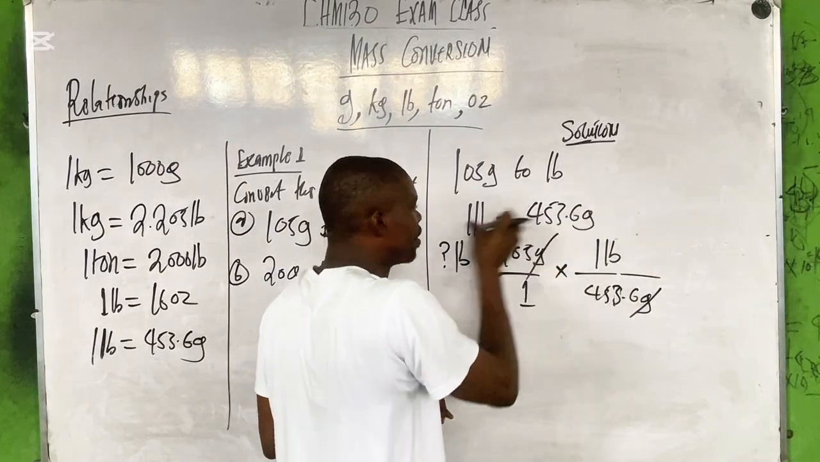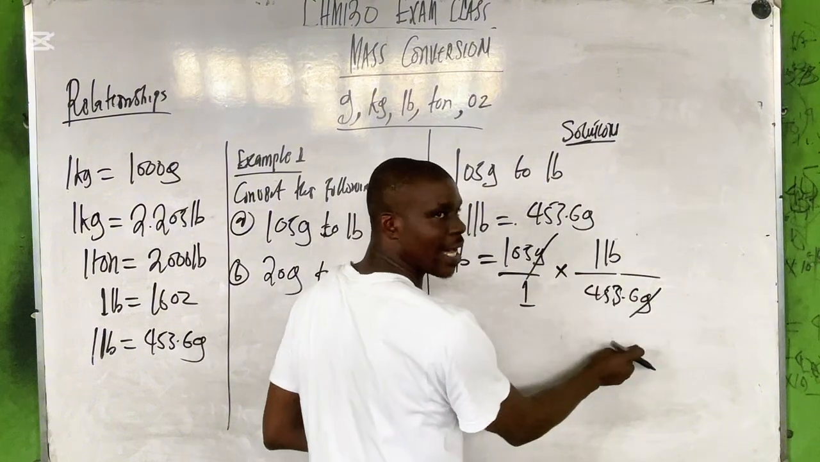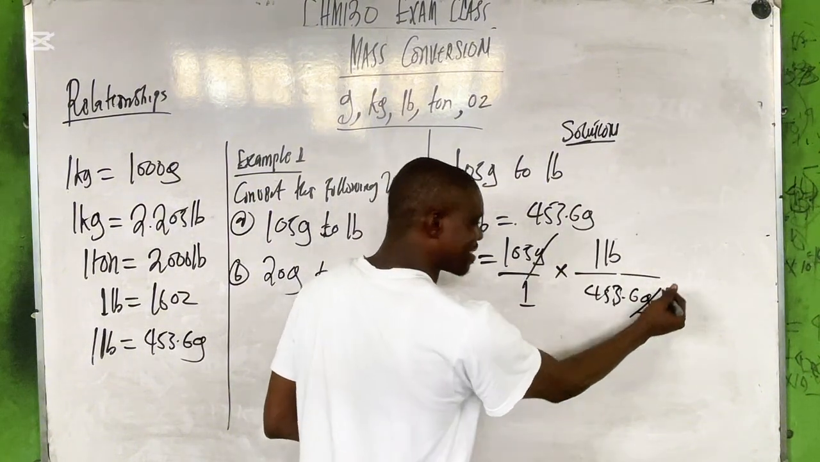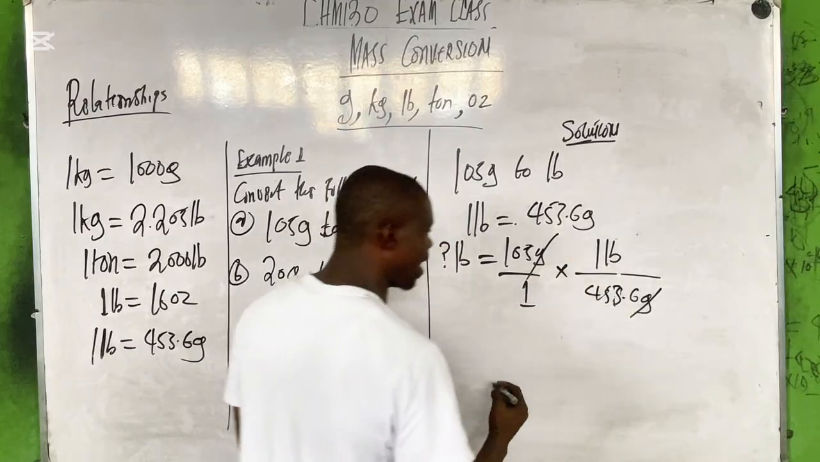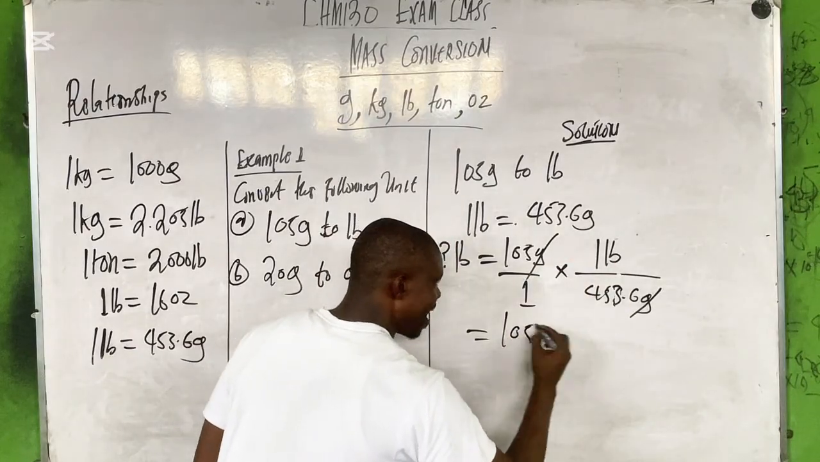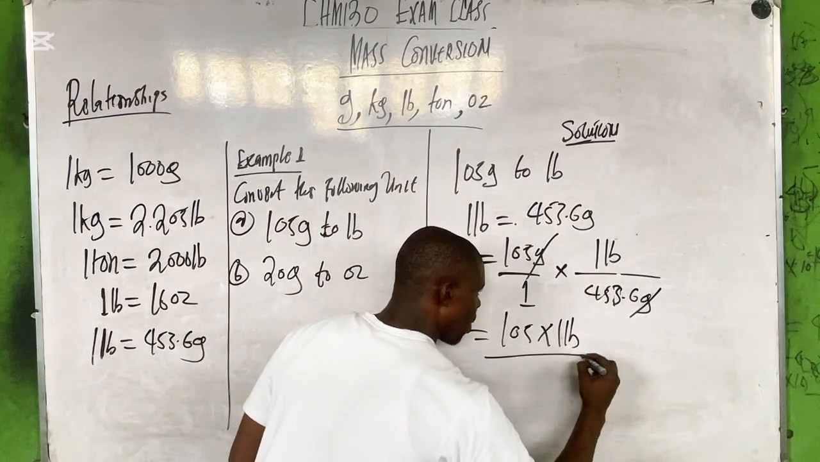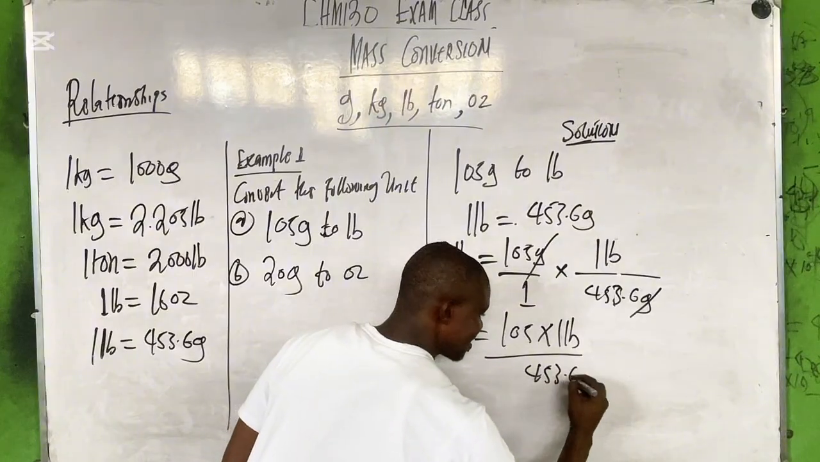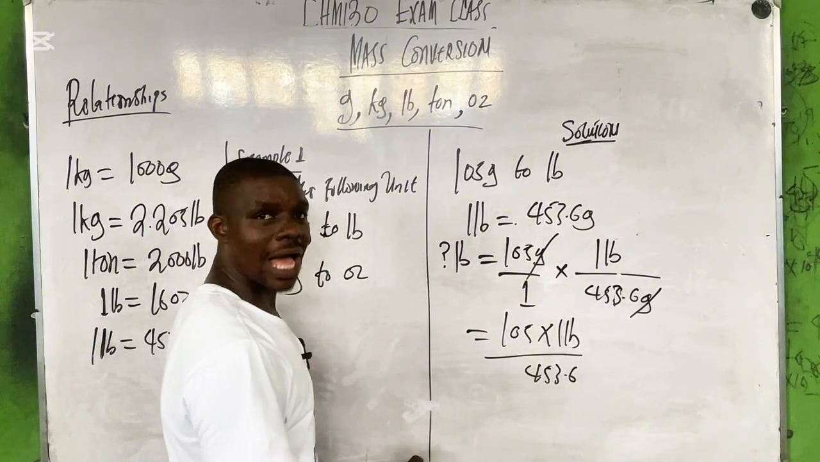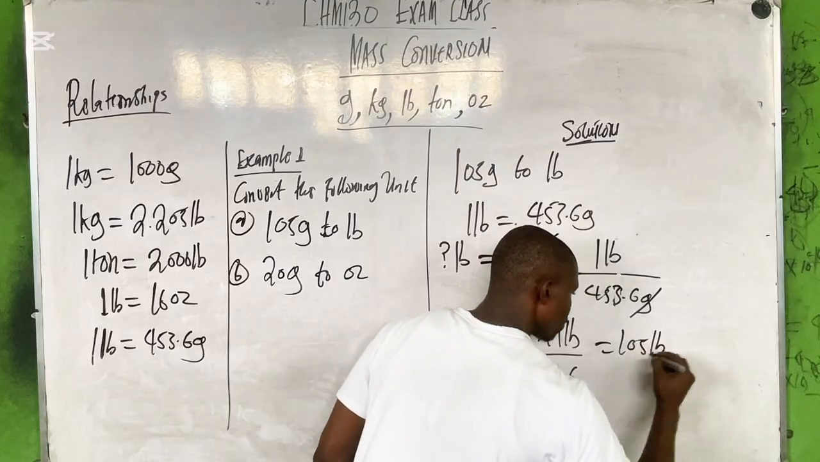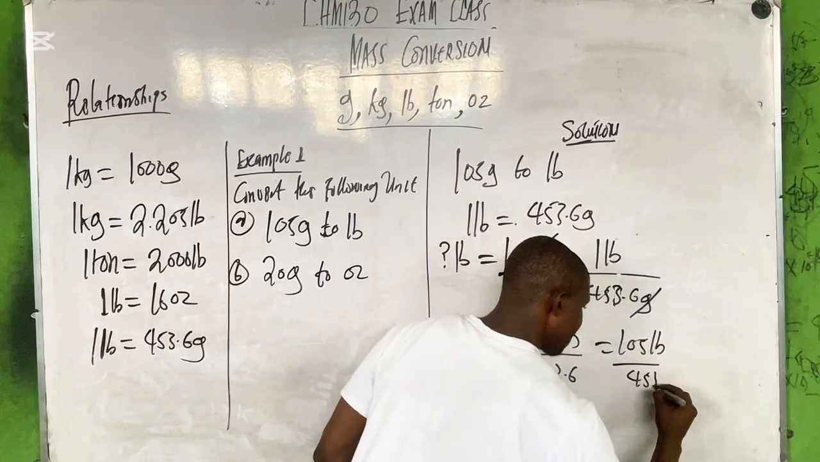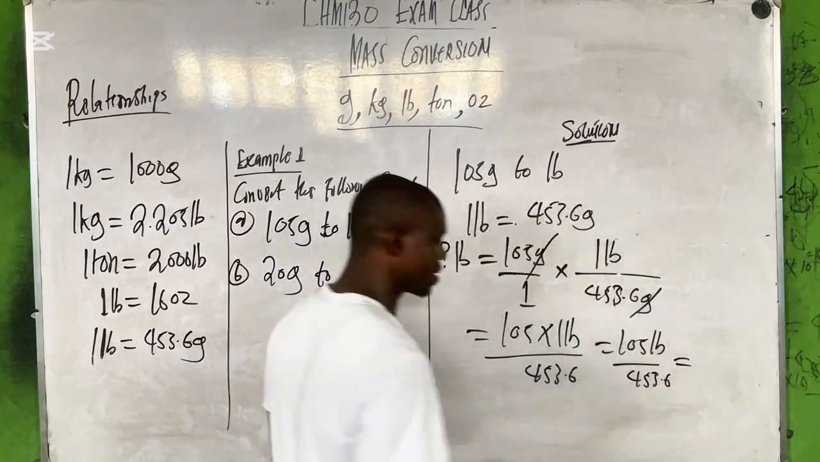If you are using say this one here, this one must come down, so that gram and gram can what? Cancel out, right? So what you have left is now going to be 105 times what? 1 pound over what? 453.6. Is it clear now? I want to get here. So you have now 105 pounds over what? 453.6. What will that be, the answer?